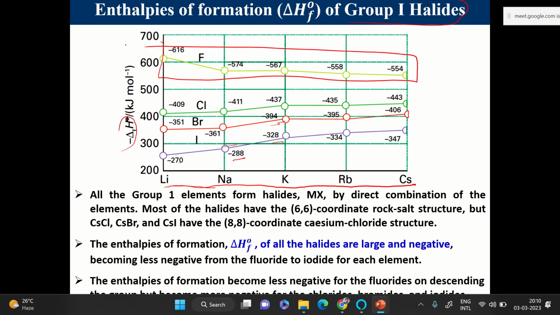Trend is reversed here. When we take the fluorides of all group 1 elements, we find that the trend is reversed, that it goes on decreasing as the size of cation increases.